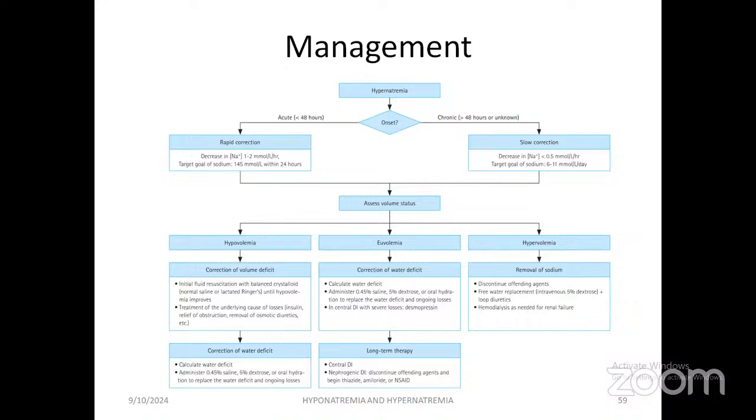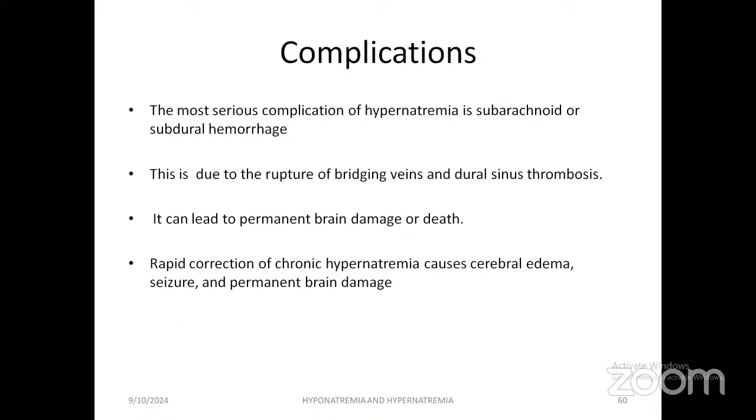Calculate the water deficit, and administer 0.45% saline or 5% dextrose. In central diabetes insipidus with severe losses, there may be a need for desmopressin. Long-term therapy is needed for nephrogenic and central diabetes insipidus. If the patient has hypervolemia, we have to target removal of sodium by discontinuing the offending agents, free water replacement, and hemodialysis if needed for renal failure.